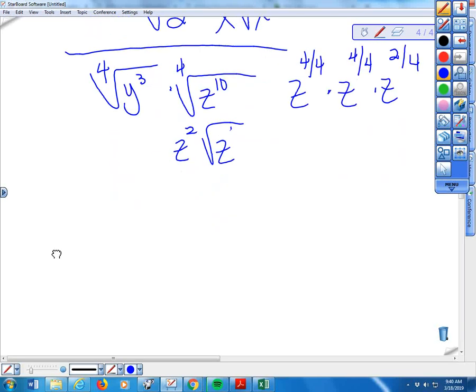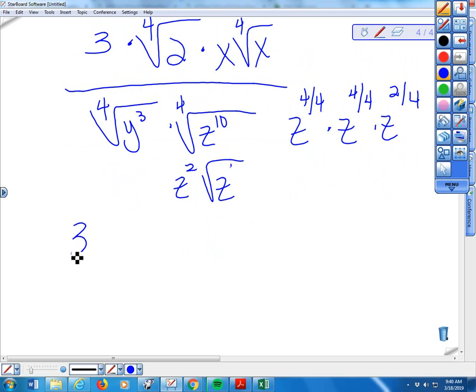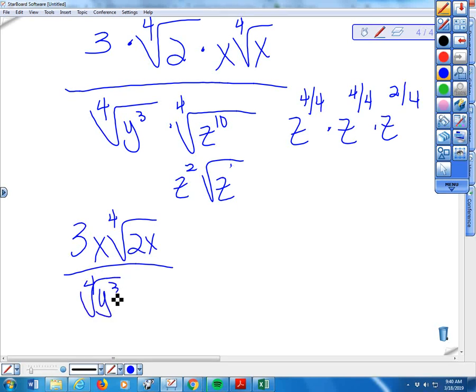So now I have 3x times the 4th root of 2x all over the 4th root of y cubed times z squared times the square root of z. The last piece of this then, you'd have to rationalize the 4th root of y cubed, and you'd have to rationalize the square root of z, at the end.